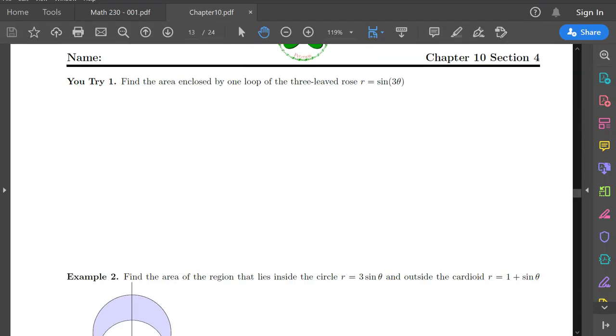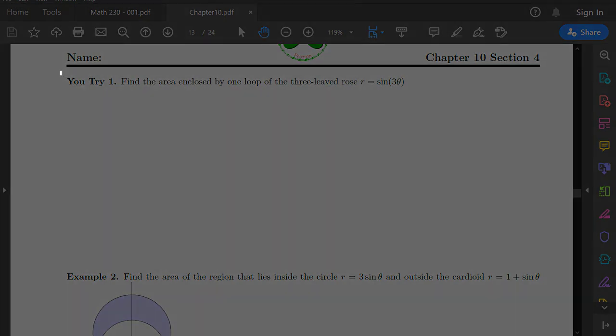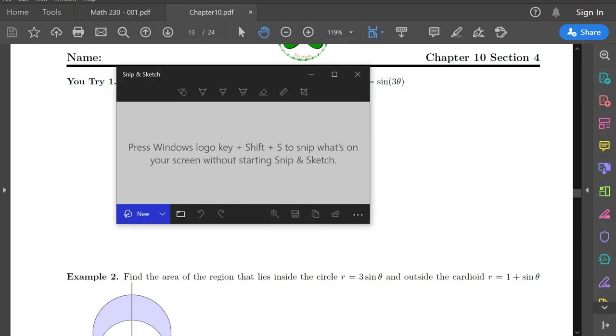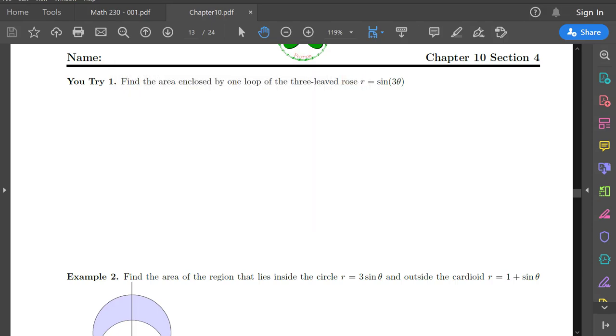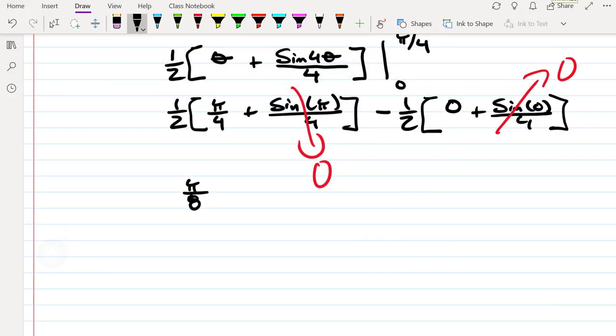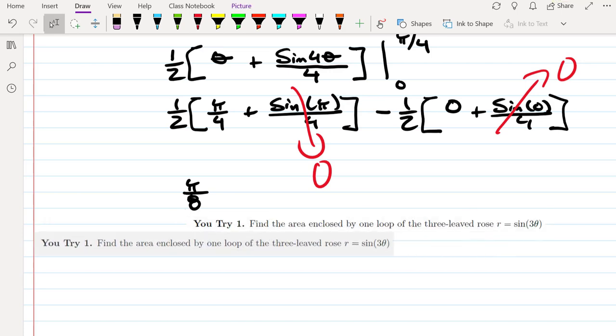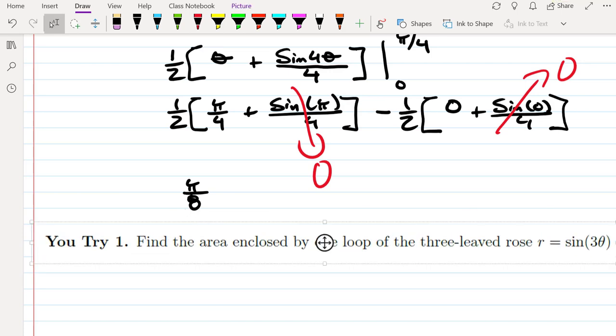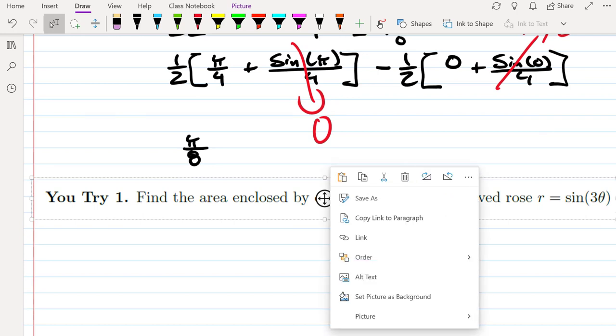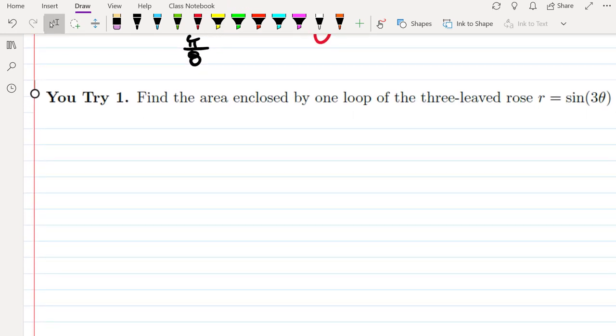Alright, so now it's time for a U try. So go ahead and find the area enclosed by one loop of the three-leaved rose r equals sine 3 theta.